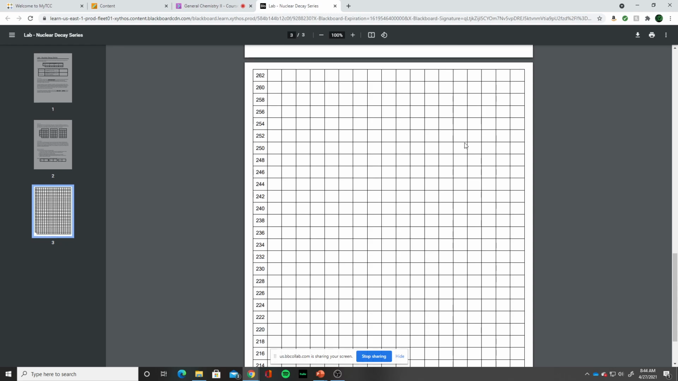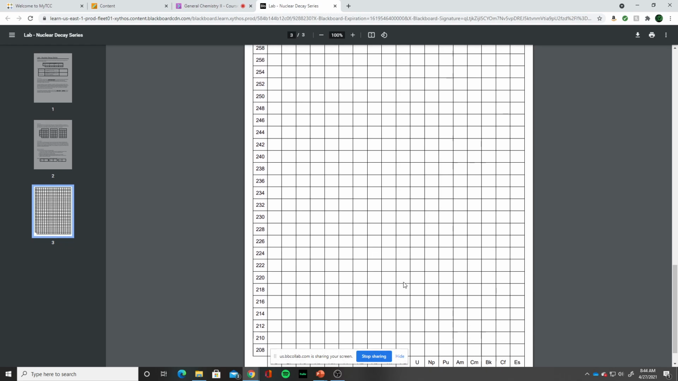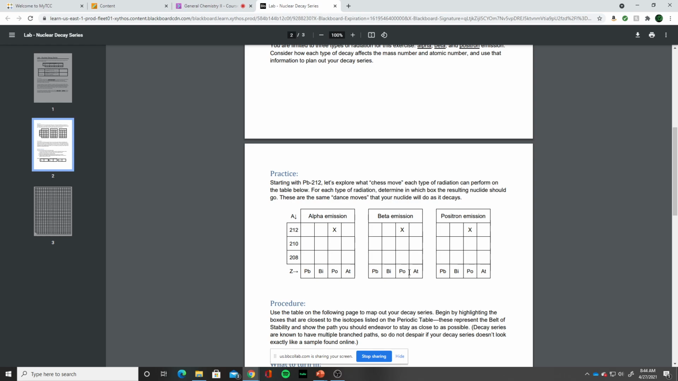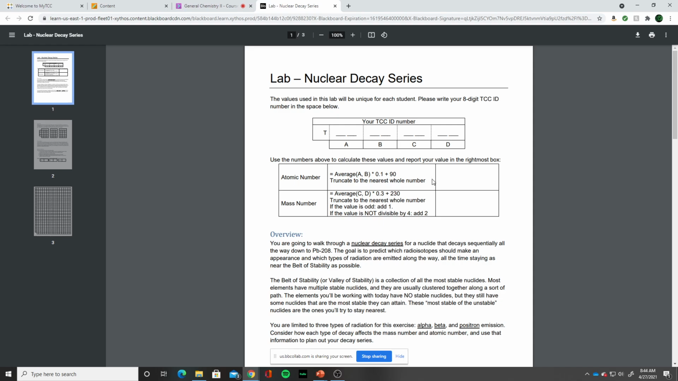So your isotope is going to start out somewhere up here, and you're going to work out a decay series, and each of the isotopes in that decay series to get to that final stable isotope. So let's just talk through this real briefly here. So here at the beginning, we're generating our individual isotope.